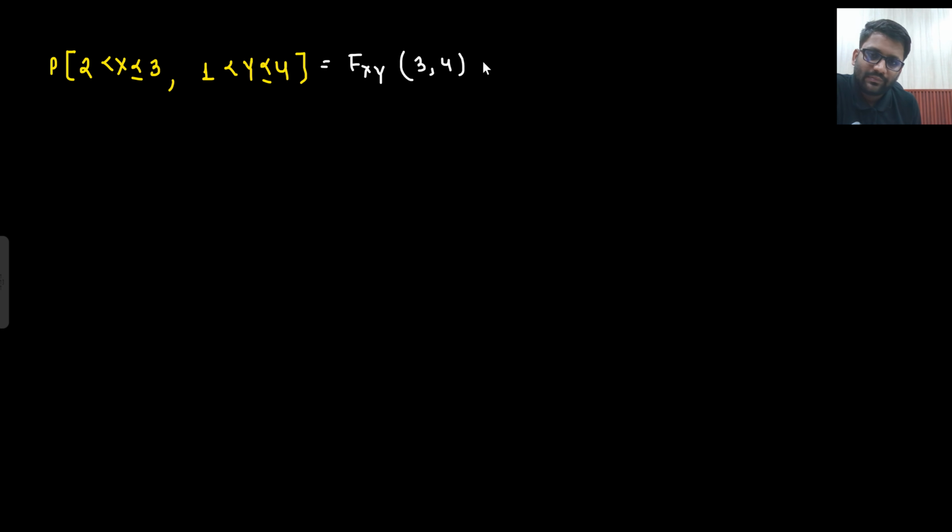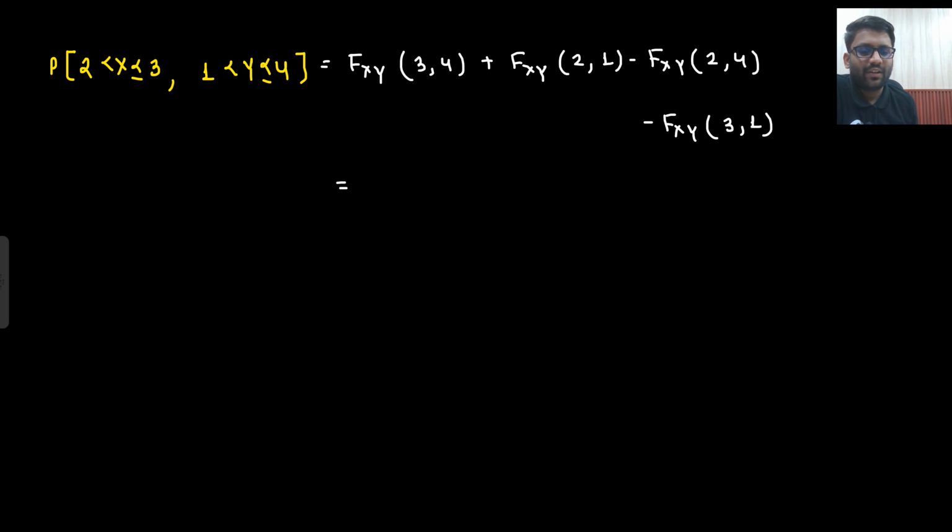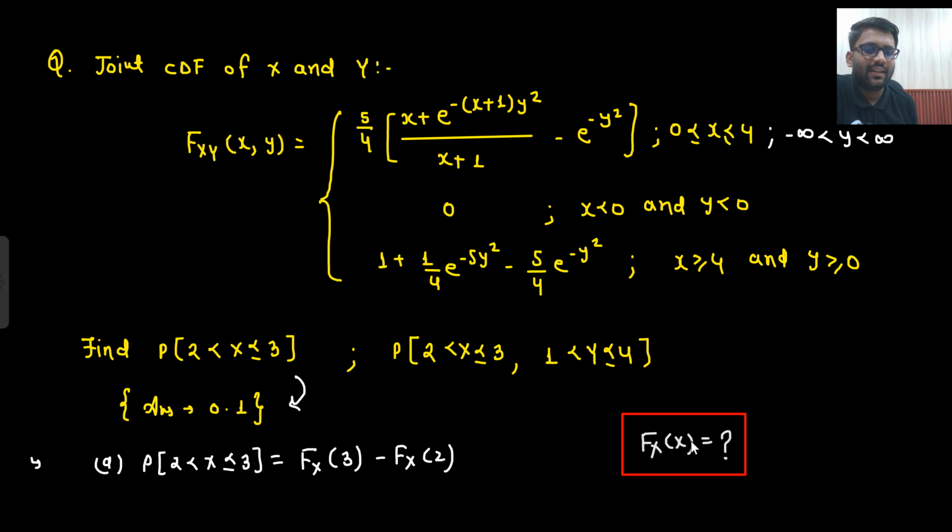F(3,4) plus F(2,1) minus, lower limit higher limit, F(2,4) minus F(3,1). Now putting these values will be very difficult. Value of x is 3, value of y is 4. So x is 3, it will lie here, y 4 will lie here. So this particular condition will apply. So x equals 3 and y equals 4. You put it in, a very complex expression will come, no? Right? So let's try putting.